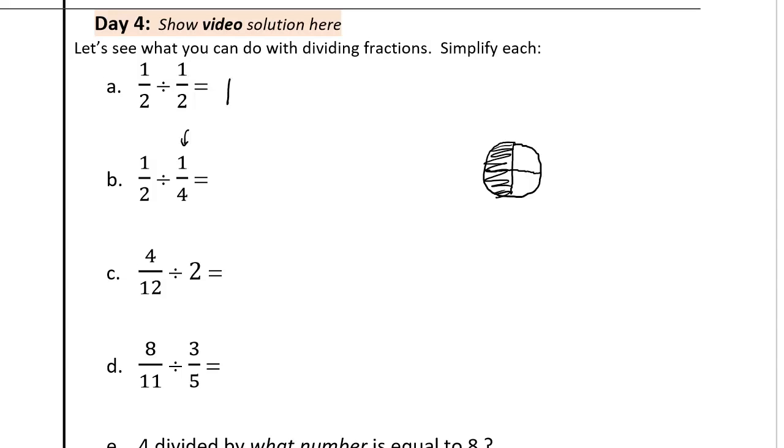When I take my shaded in half of a pizza and split it up into pieces that are in size 1/4 of the original pizza, how many pieces are there? There would be 2 of them, this one and this one. This answers 2.